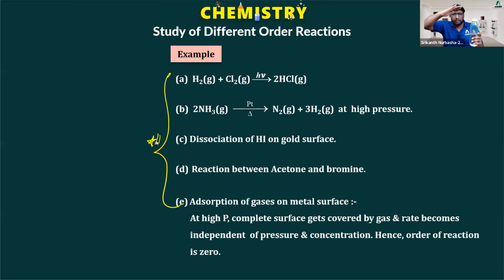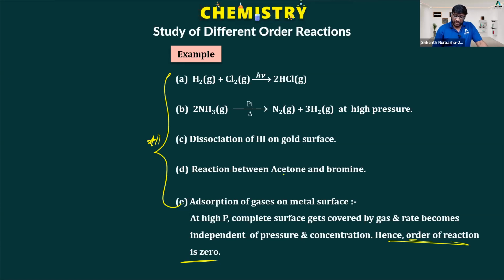But even though I apply pressure from the top, if all the surface area is occupied, it doesn't matter how much gas is there above or how much pressure you apply, no adsorption further occurs because all the surface is already adsorbed. So that's what adsorption of gases on metal surface at high pressure means: complete surface area gets covered by gas and rate becomes independent of pressure. It doesn't matter how much pressure you apply, surface area itself is not available. Complete surface gets covered and rate becomes independent of pressure and concentration. Hence, order of reaction is zero. Adsorption of the gas on the metal surface at high pressure will have order zero.